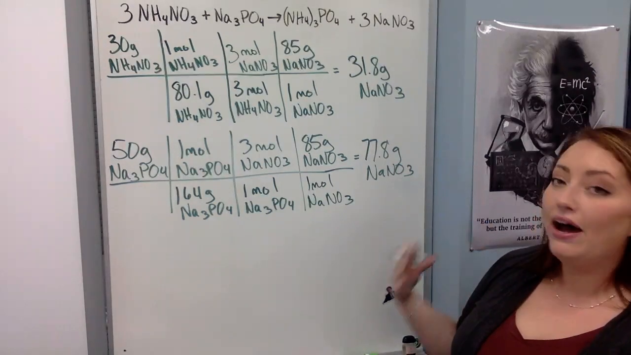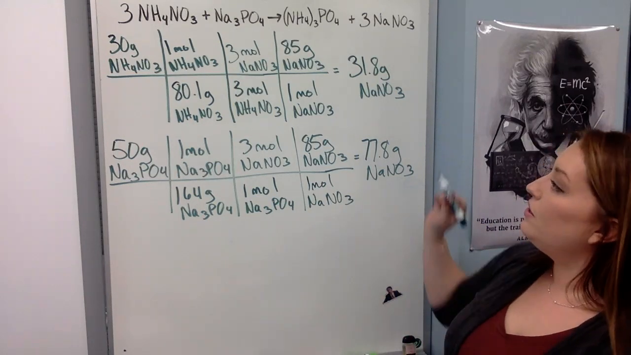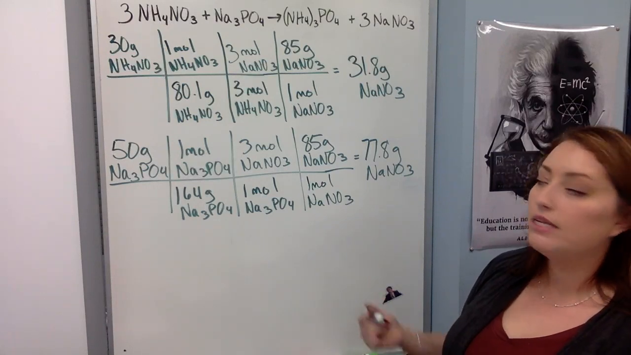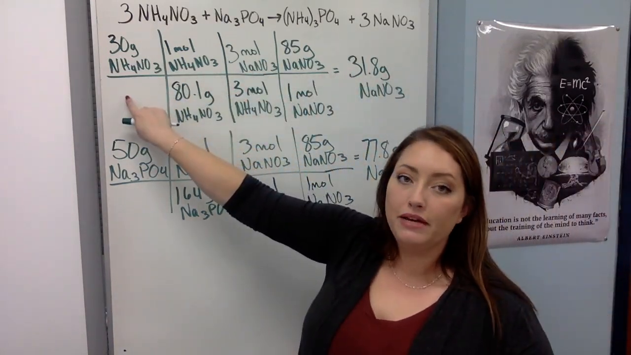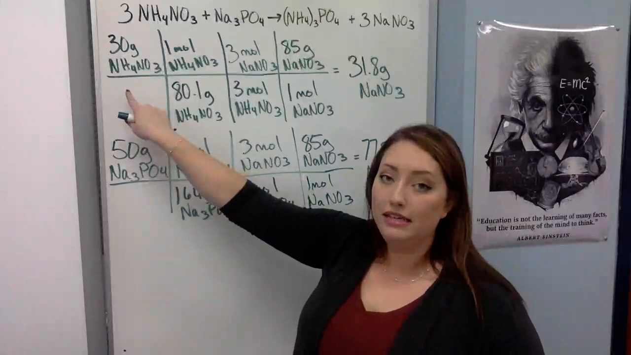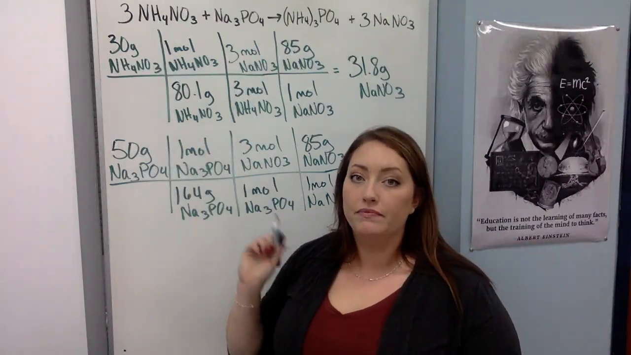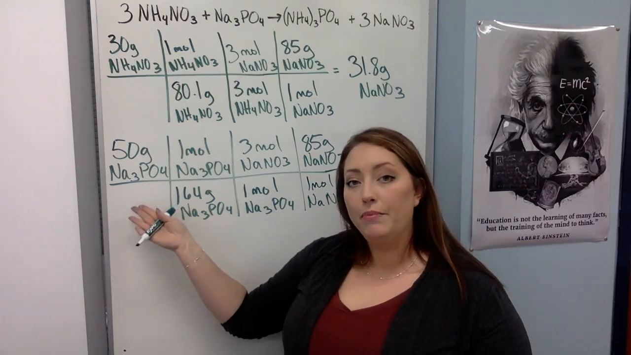Okay, so now we can answer part A of this question. Which of these produce the least amount of the same product? Obviously, this is the smaller amount. So that means that the 30 grams of the ammonium nitrate is our limiting reactant. Okay, so that is the answer. So you would just write that out, that 30 grams of the ammonium nitrate is the limiting reactant. So you will end up with extra.